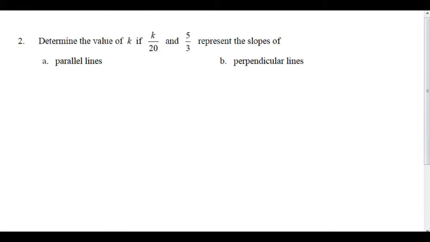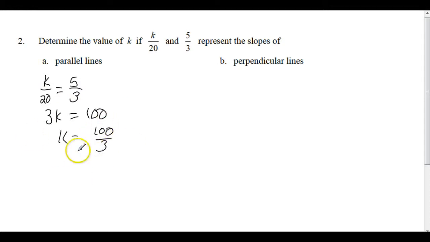One is done. One down. Seven to go. Determine the value of k if k over 20 and 5/3 represent the slopes of parallel lines. Well, we know that the slopes of parallel lines are equal. We're going to cross multiply. So 3k is equal to 20 times 5, 100. So k is 100 over 3. And we're just going to leave it like that. Unless it says rounded to the nearest, then leave slopes as reduced fractions, and 100 and 3 have nothing in common, so there's nothing to reduce.